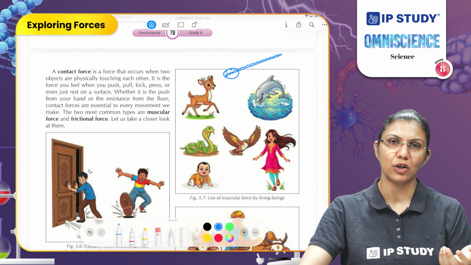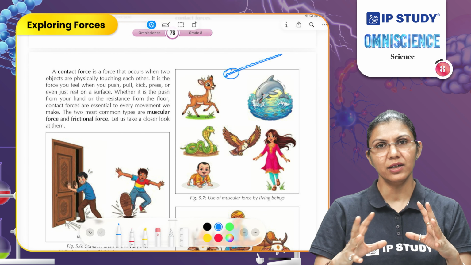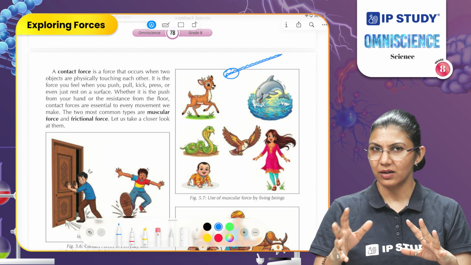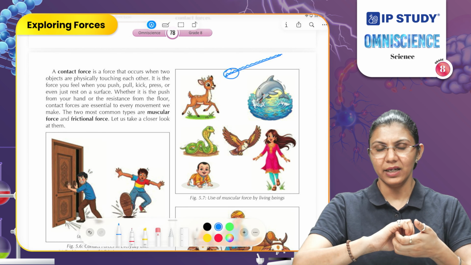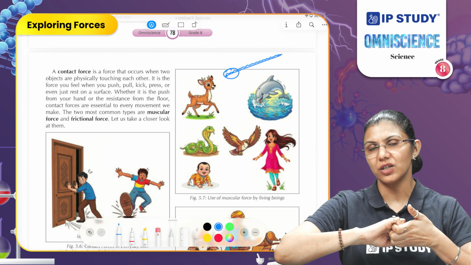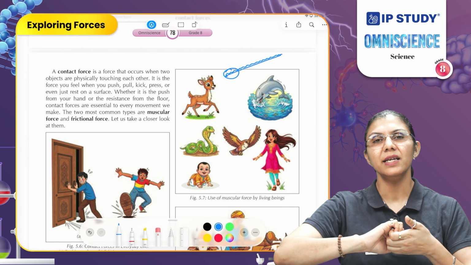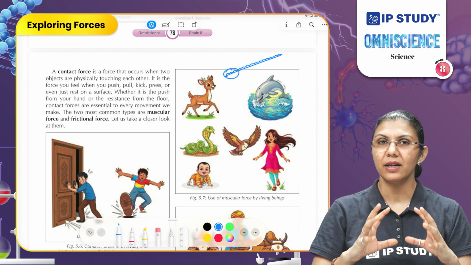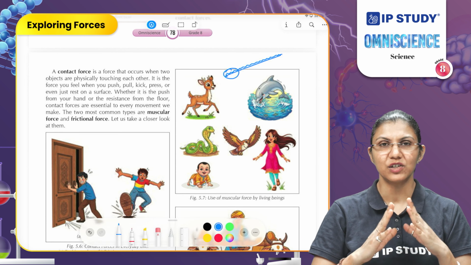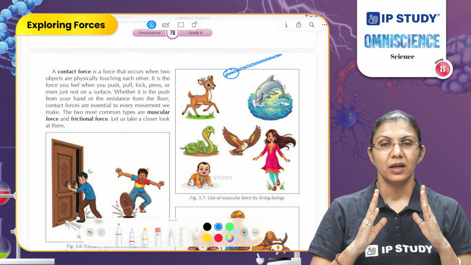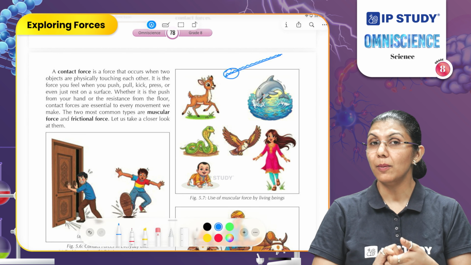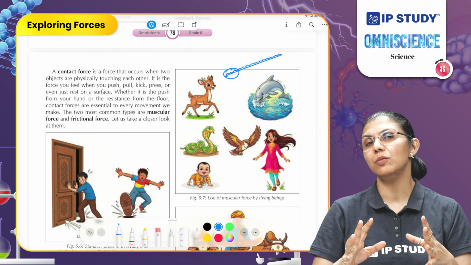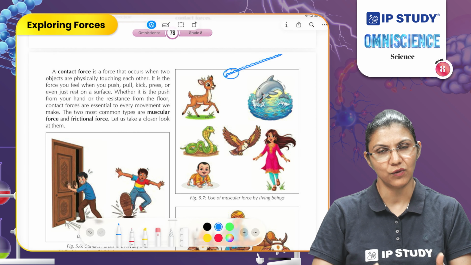Like if there are two surfaces with irregular or uneven texture. The irregularities will interlock with each other, and when you rub these against each other, they will interrupt the motion. They will try to stop the motion. In this case, the opposing force which is trying to stop the motion is called the frictional force.